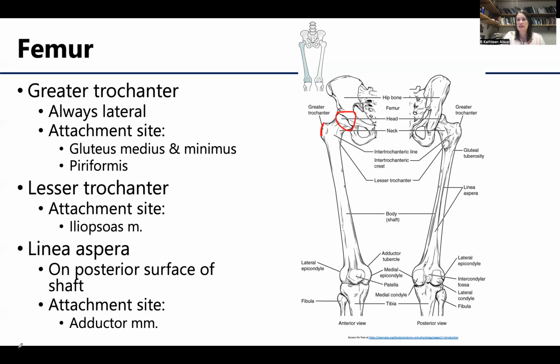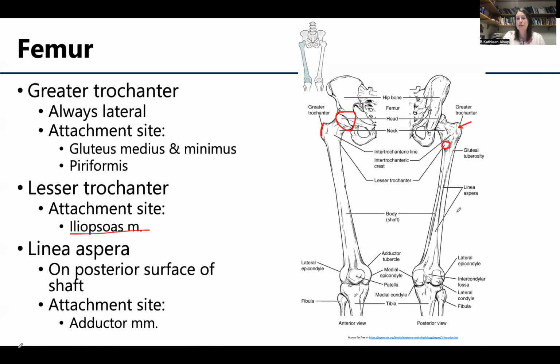Now, the lesser trochanter is going to be smaller. You really only see this one from a posterior view. So there's that greater trochanter there. Lesser trochanter is going to be inferior or distal and only on the posterior surface. This is going to be the attachment site of only one muscle, the iliopsoas, but this is an important muscle. This is going to be the major flexor of the hip joint. So we'll talk about this a bit more. So although only one muscle attaches here, it's an important one.